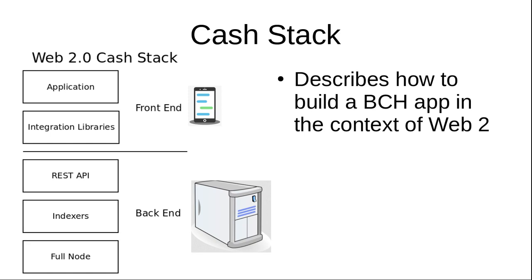And I typically break it up here in the cash stack into these 5 layers. There's the application, which is the actual web app or Android app or iPhone app that the user sees and has buttons that they click on. There's usually an integration library that turns those button clicks into some specific thing, like sending a Bitcoin Cash transaction. And then that front end talks to a back end over an API layer. So this might be a REST API, gRPC, GraphQL. These are all APIs.